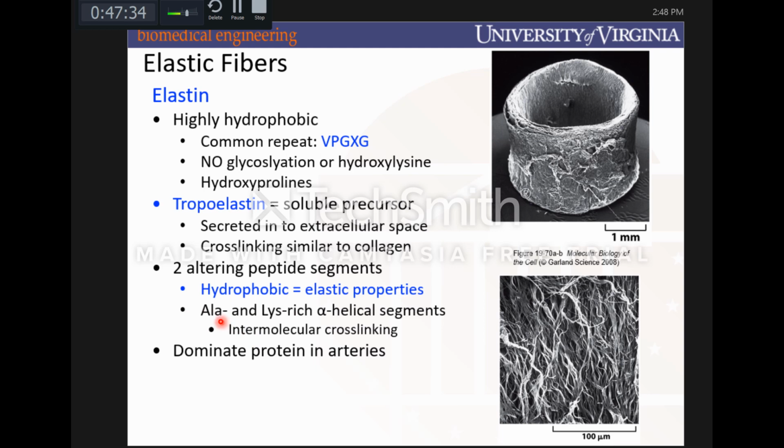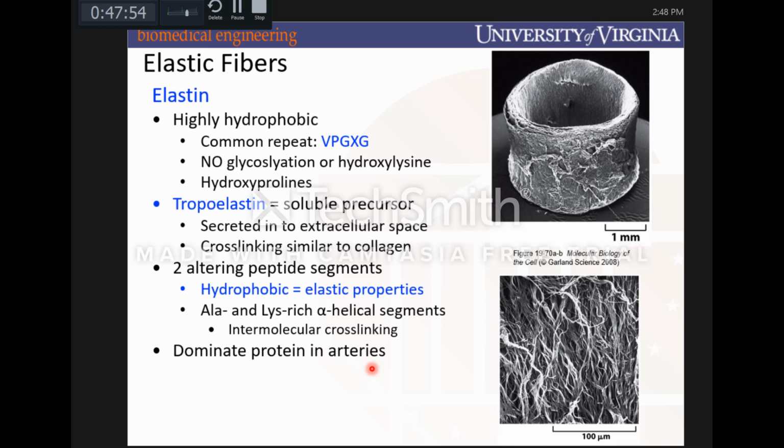And then it's got alanine and lysine-rich alpha helical segments. The lysines especially are very amenable to all sorts of modifications and binding. So aside from arteries, can anyone think of other tissues that need elastin?